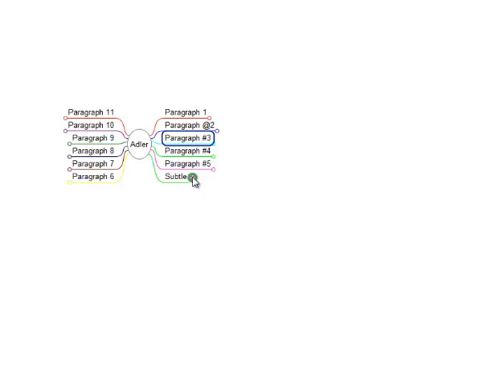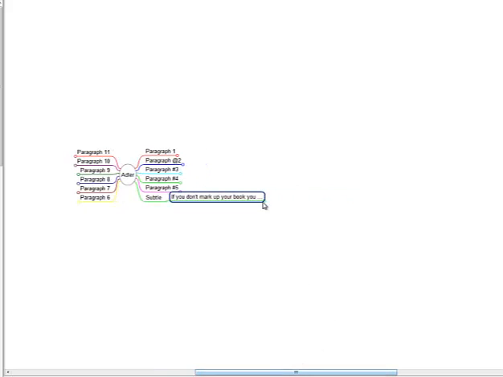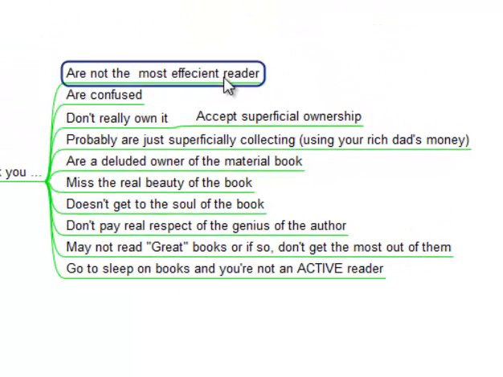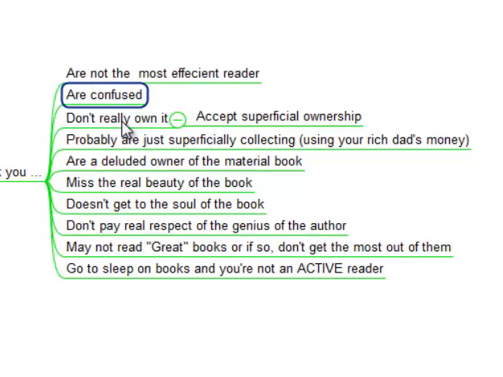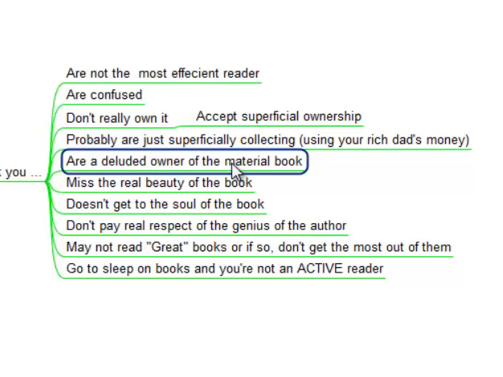Now, let's look at another thing that he sets up that's very, very subtle, okay, throughout this piece. If you don't mark up your book as he's suggesting, look at what, by the time you get to paragraph 11, this is what he says you are. You're not the most efficient reader. You're confused. You don't really own the book. You just accept superficial ownership. You probably are just superficially collecting the books using your rich dad's money. You're a deluded owner of the material book, okay?